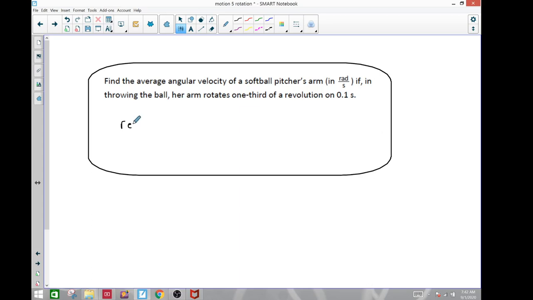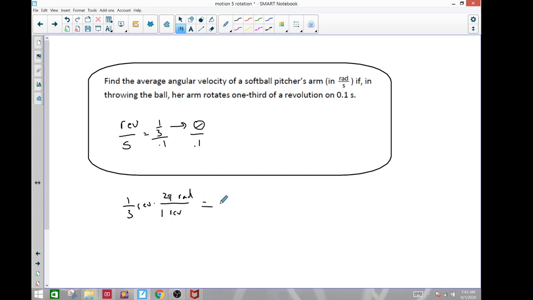I have revolutions per second. This would be 1/3 over 0.1. And this would give you a unit of revs per second, which is something that we might use. Your car rotates its motor, and they use revolutions per minute. But I just need to convert this over to radians, and then I would be in the unit that I want. So let's take 1/3 revs, get rid of revs, and go to radians. What's my relationship here again? Well, 1 revolution is 2 pi.